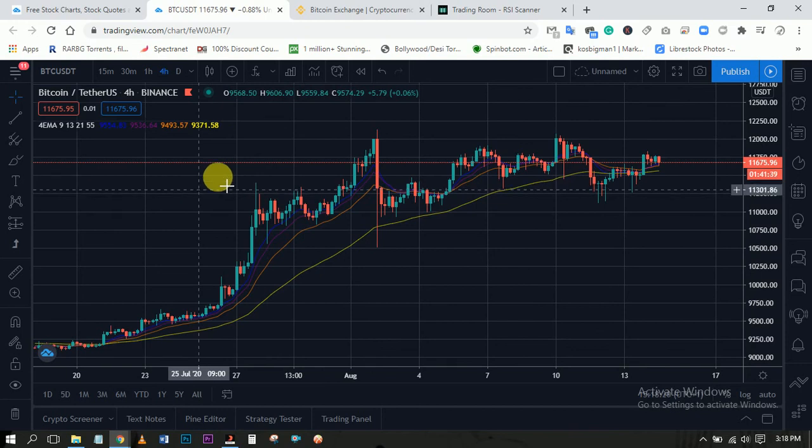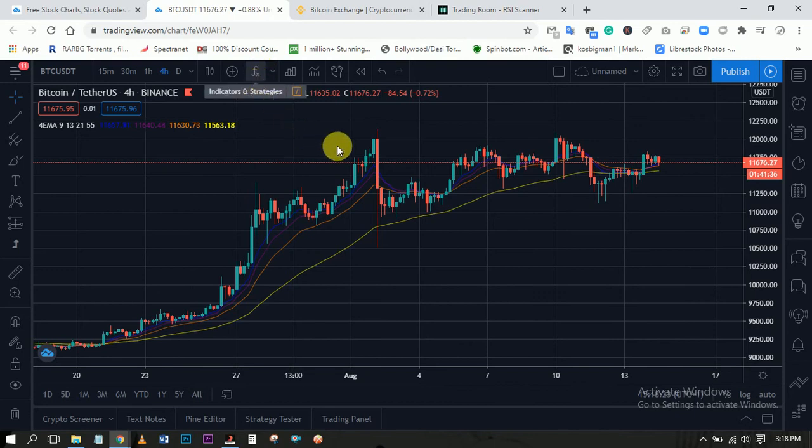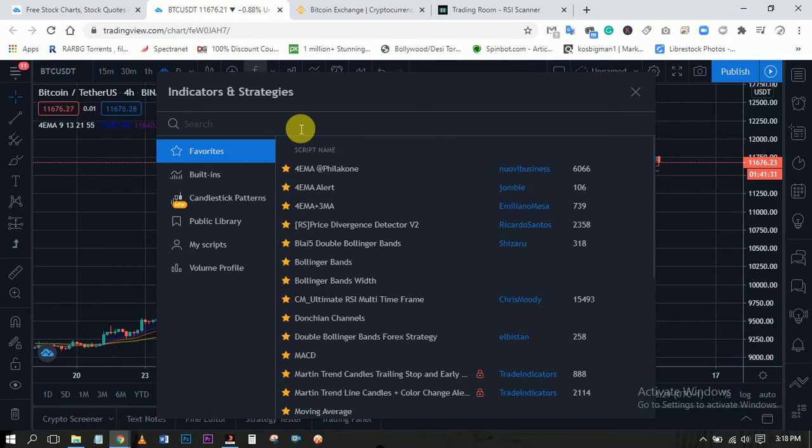Now, another thing I want to show you is this. I want to add another indicator, which is called the RSI.